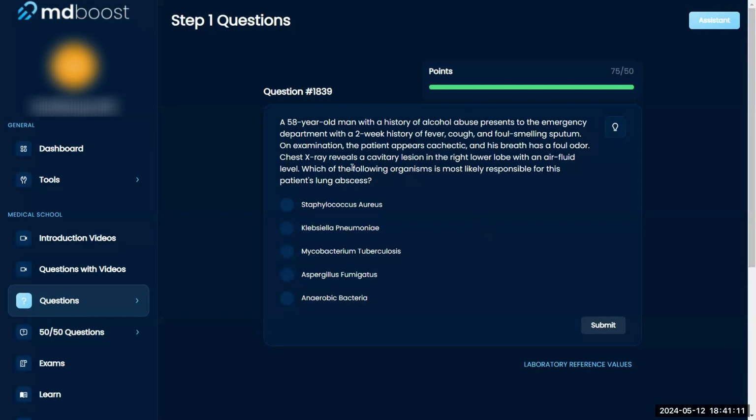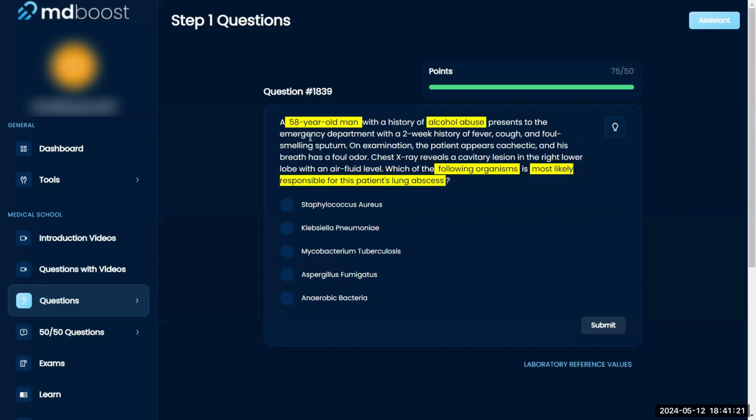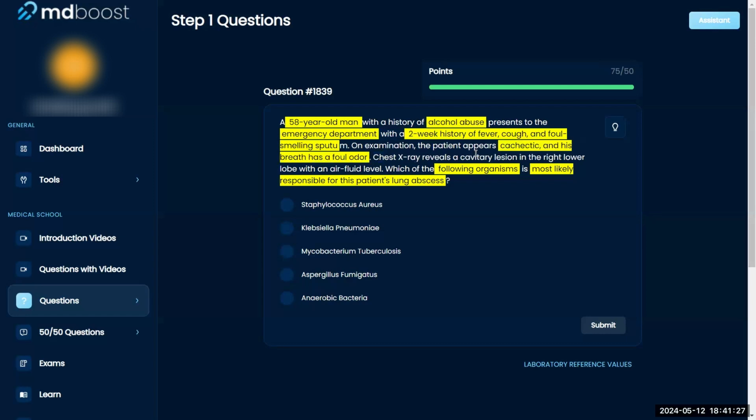Which of the following organisms is most likely responsible for the patient's lung abscess? A 58-year-old man with a history of alcohol abuse presents to the emergency department with a 2-week history of fever, cough, and foul-smelling sputum. On examination, the patient appears cachectic and his breath has a foul odor. Chest X-ray reveals a cavitary lesion in the right lower lobe with an air fluid level.